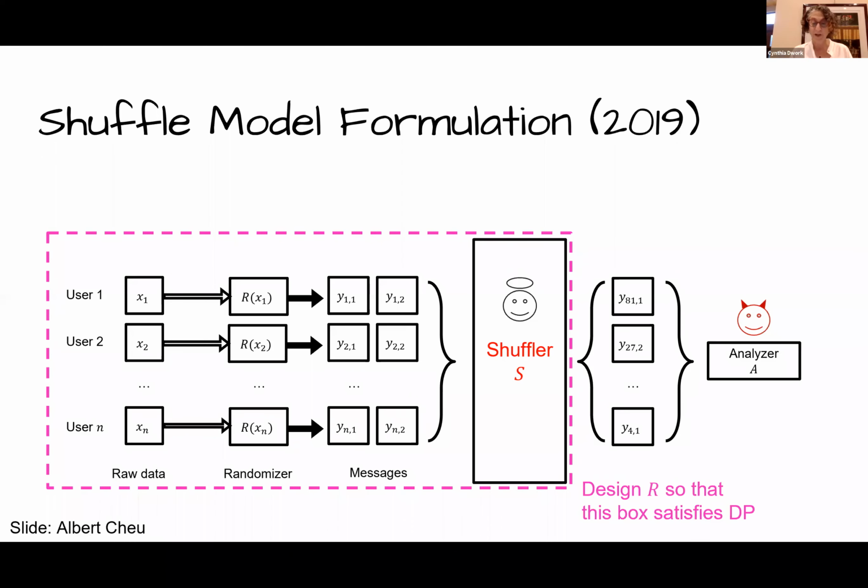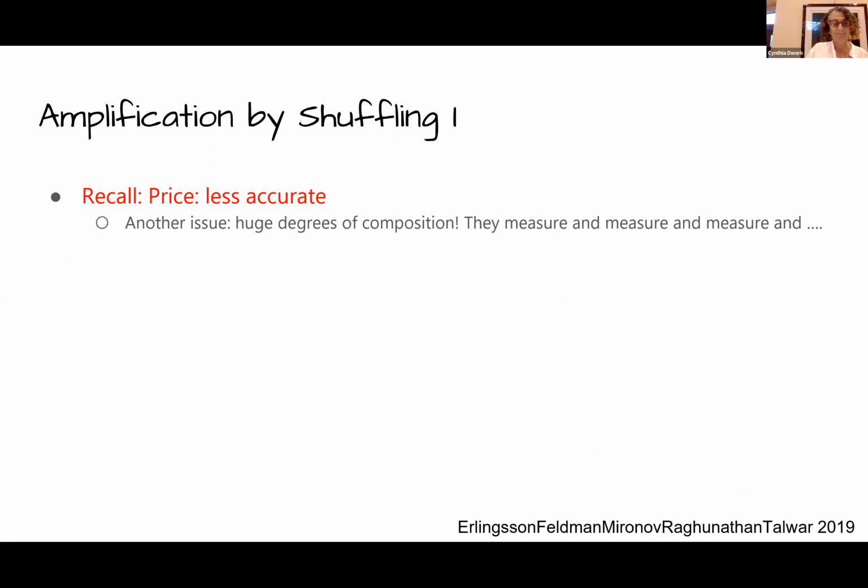So the randomizer has to be designed so that this whole box satisfies differential privacy. It may not be that the Y1 messages are differentially private, but the combination must satisfy differential privacy. Why is this interesting? Remember that the price in the local model is less accuracy, and there's also huge amounts of composition.